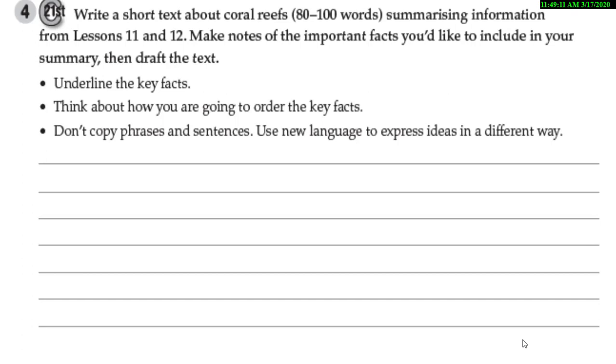Now the last activity, please have it as homework. Write a short text about coral reefs, summarizing information from lessons 11 and 12. Make notes of the important facts you would like to include in your summary.